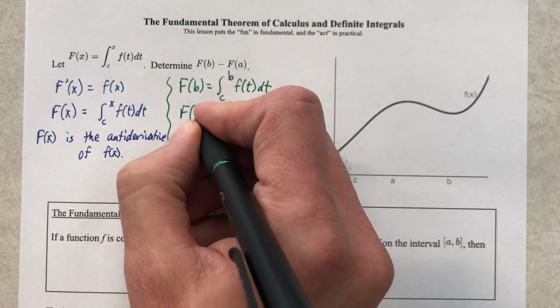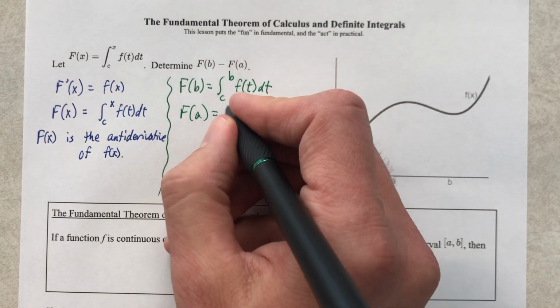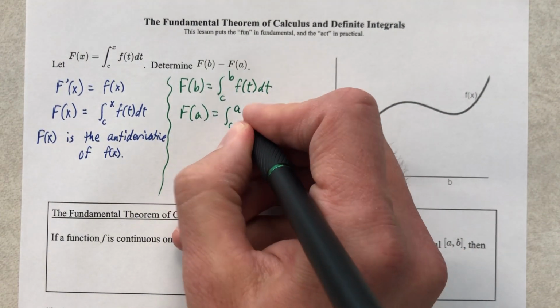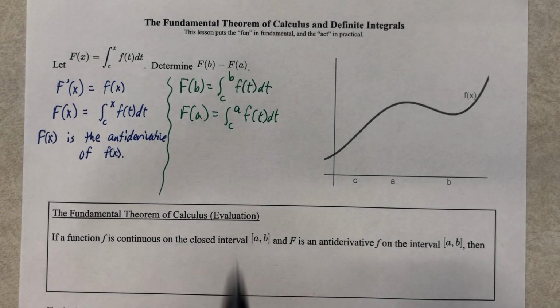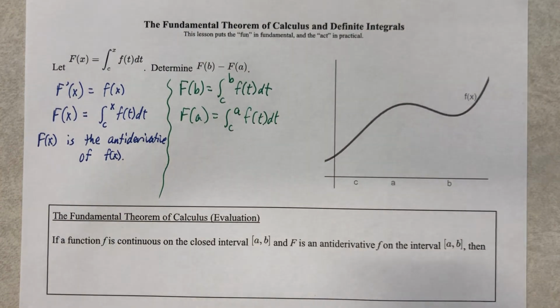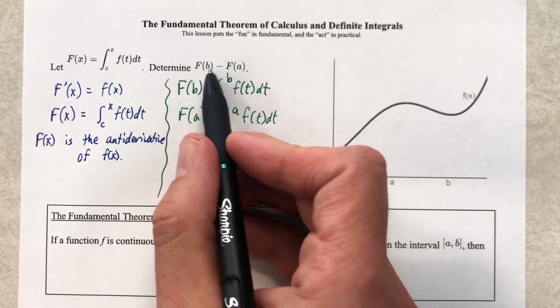Well, what's F of a? Well, F of a, capital F of a, would be the integral from c to a of f of t dt. And they told us to find F of b minus F of a for reasons that will become obvious here in just a minute. So F of b minus F of a.